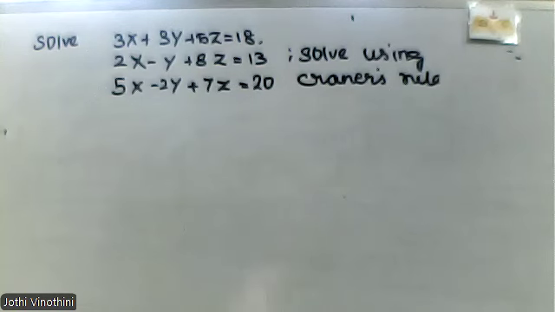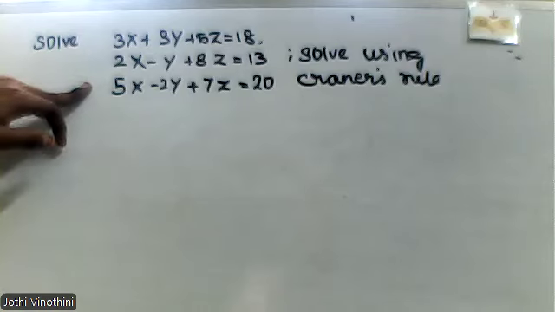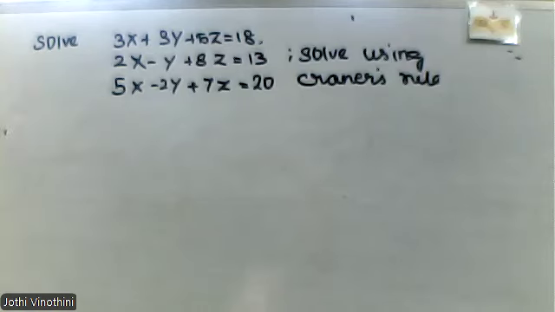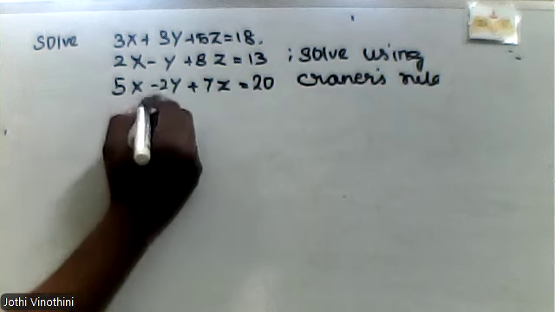So now we are provided with three linear equations and we have to solve them using Cramer's rule. We have three variables, X, Y and Z, and we have to find what X, Y and Z are. Before we solve, what is Cramer's rule?